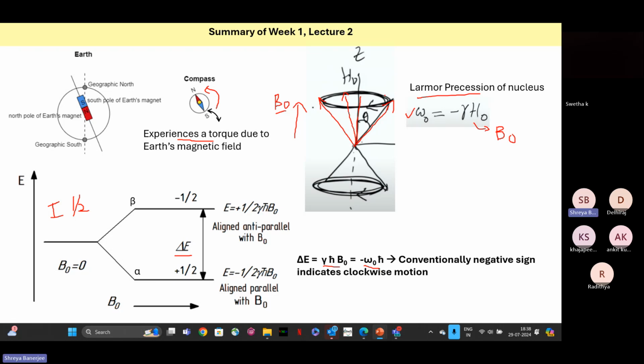One thing to remember is that when these arrows are spinning around in the Larmor frequency motion, the direction is always clockwise. So you can see the direction shown here is clockwise. And conventionally, it is the negative sign that indicates clockwise motion. So the negative sign here is indicative of the clockwise motion of the Larmor precession.